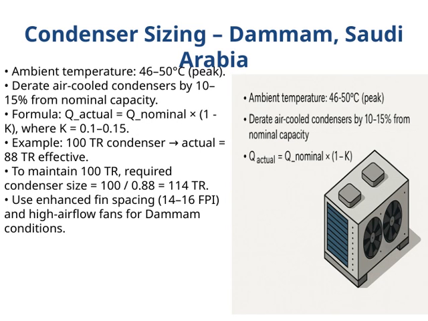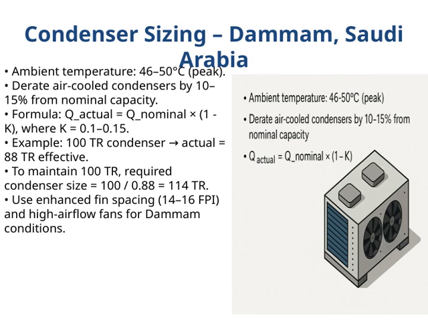Let's talk about condenser sizing specifically for Dammam, Saudi Arabia. The ambient temperatures here can reach peak levels of 46 to 50 degrees Celsius, which is quite high. Because of these extreme conditions, we need to derate or reduce the capacity of air-cooled condensers by about 10 to 15% from their nominal ratings to ensure reliable operation.